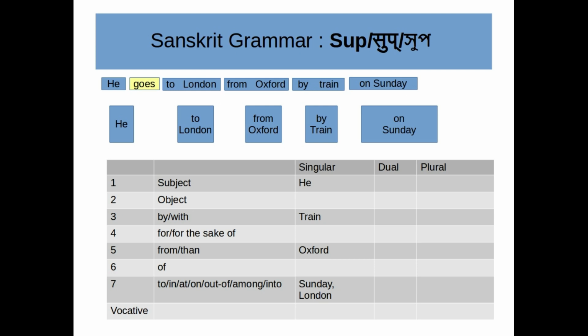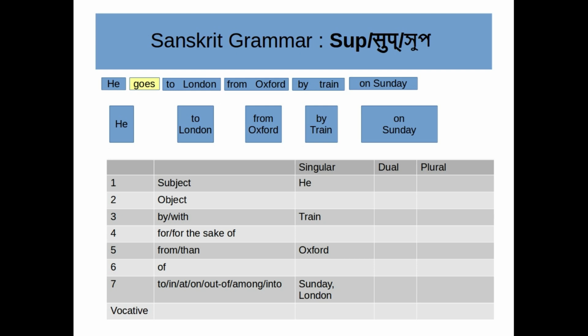So we have to know the correct Vibhakti of these words in order to use them in the sentence which expresses the meaning he goes to London from Oxford by train on Sunday. So we have to memorize a table of 7 cross 3, 3 for singular, dual and plural, and 7 for 7 vibhaktis. Additionally, we have another row which is for vocative, which is for addressing, which is mostly similar to the first row in most of the cases.